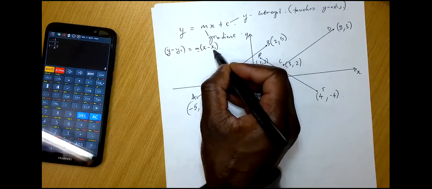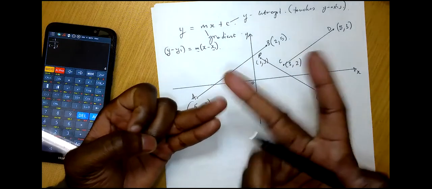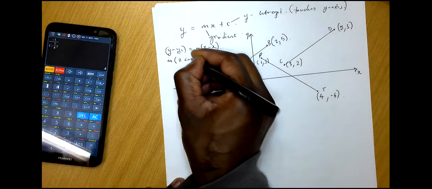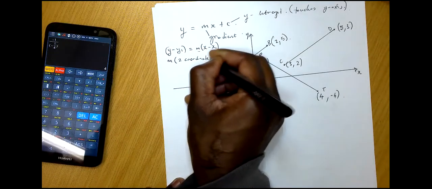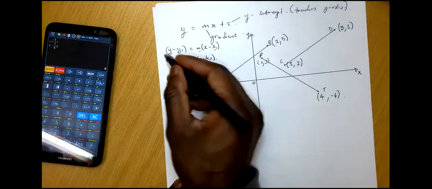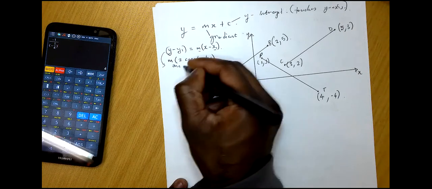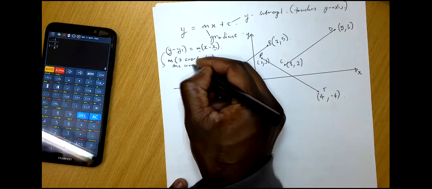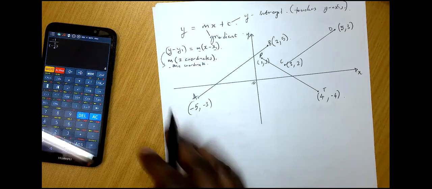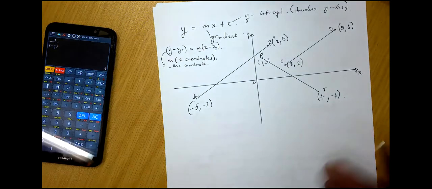You use 2 coordinates to calculate the gradient, m. Now, when you're substituting in this equation, you only use 1 coordinate. That's what you need. You need 1 coordinate to substitute in the original so that you can come up with an equation. Let's give an example.